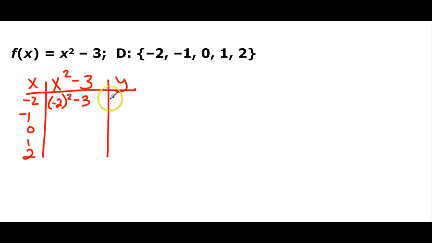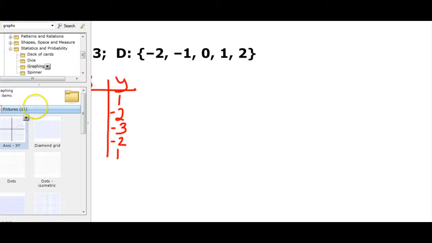-2 squared is 4, minus 3 is 1. -1 squared, that's (-1) squared, is 1, minus 3 is -2. 0 squared minus 3 is -3. 1 squared minus 3 is -2. And 2 squared minus 3 is 1.